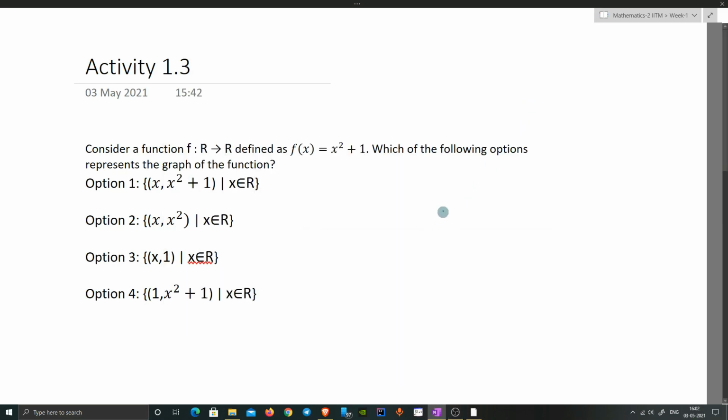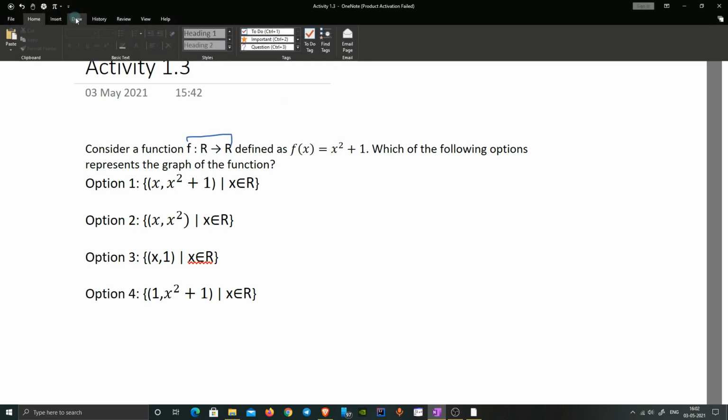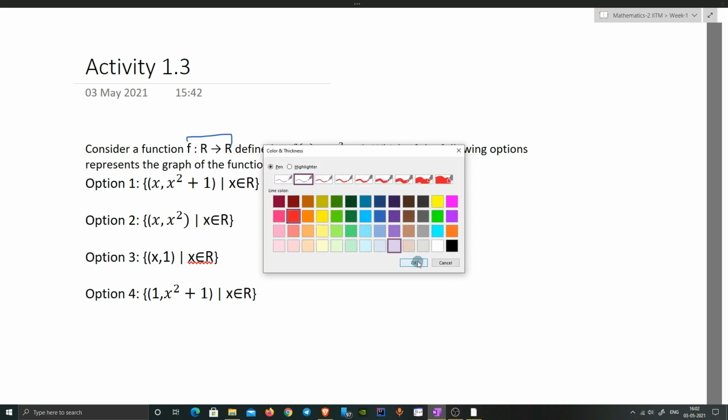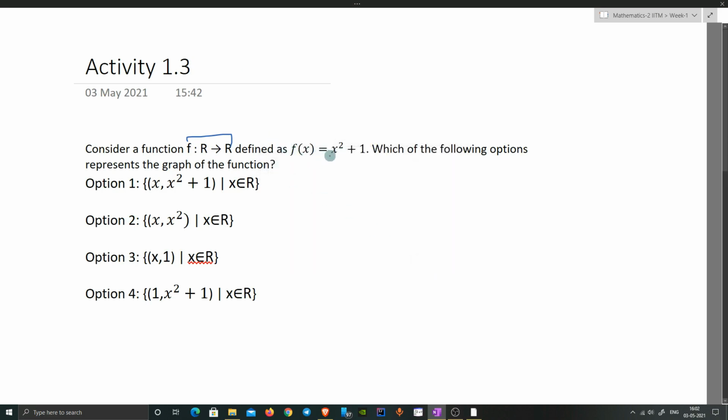So now we'll be starting with activity 1.3. Here they've given a function from R to R, defined as f of x equals x square plus 1. Which of the following options represents the graph of the function? The graph of the function is always defined as, let's say, gamma of f, given by all the points (x, f of x) such that x belongs to R. So this is the standard form.